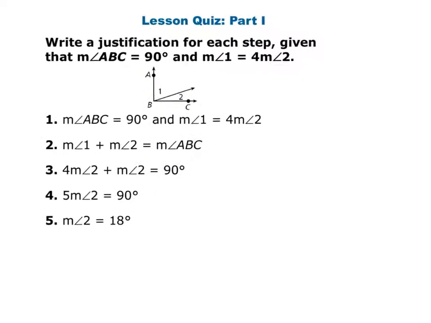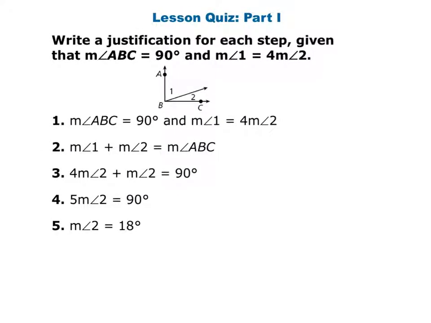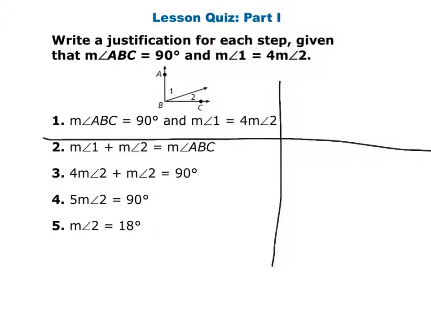So write a justification for each step. Given that the measure of angle ABC is equal to 90, and the measure of angle 1 is equal to 4 times the measure of angle 2. So let's look at the first step. What's our reason? Given.